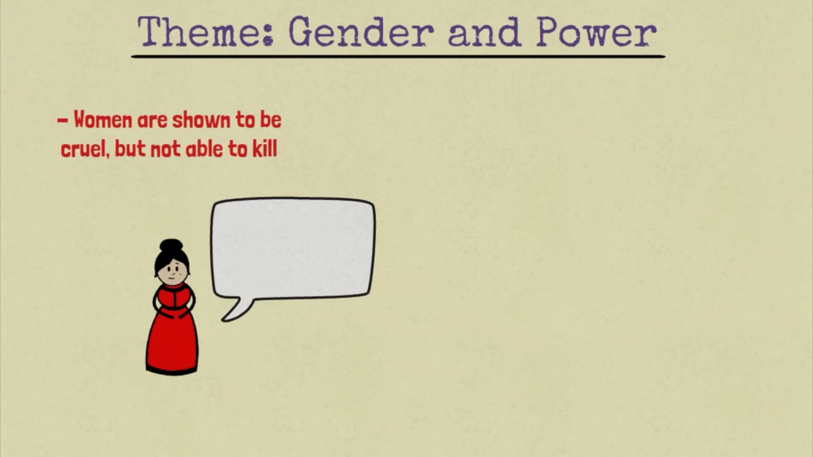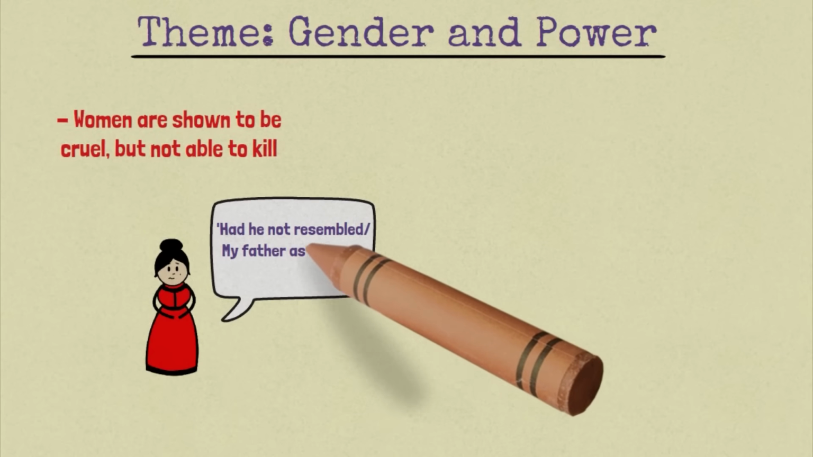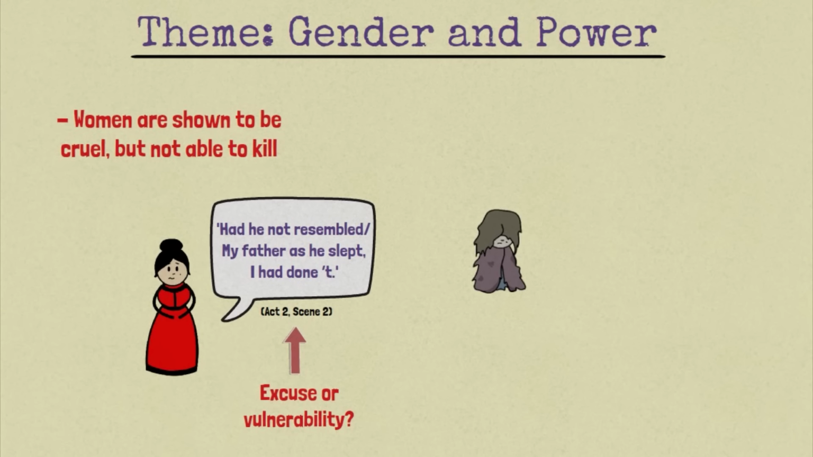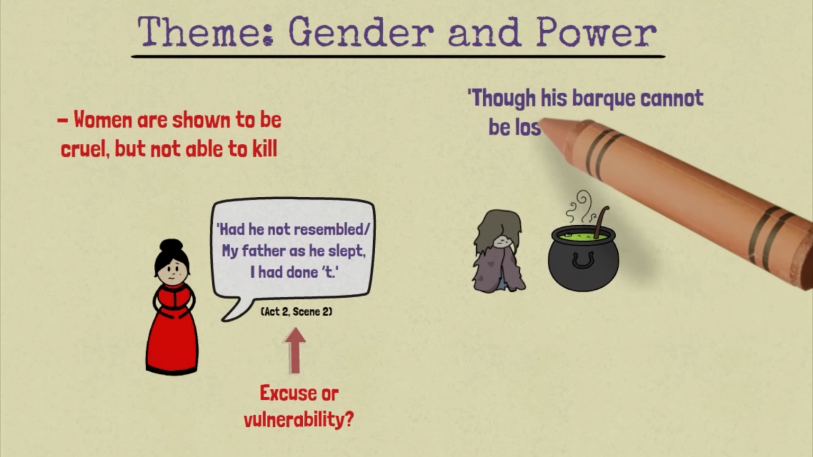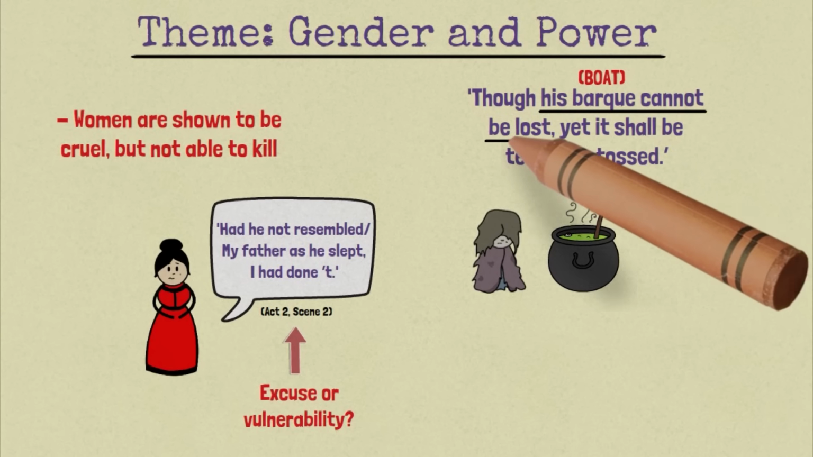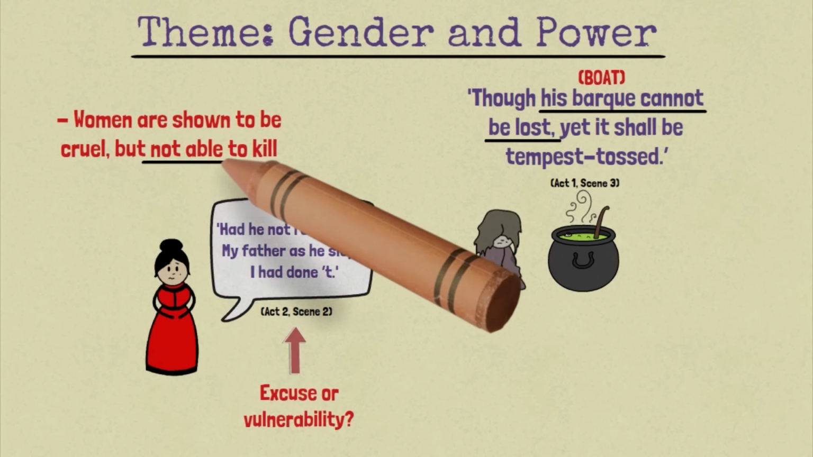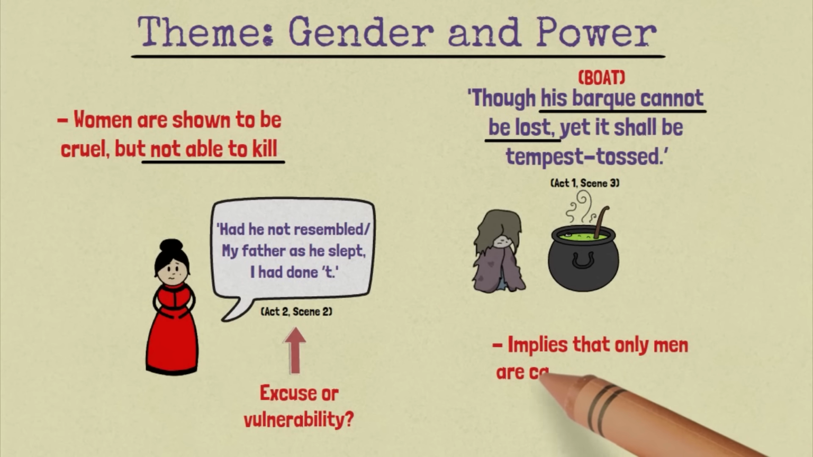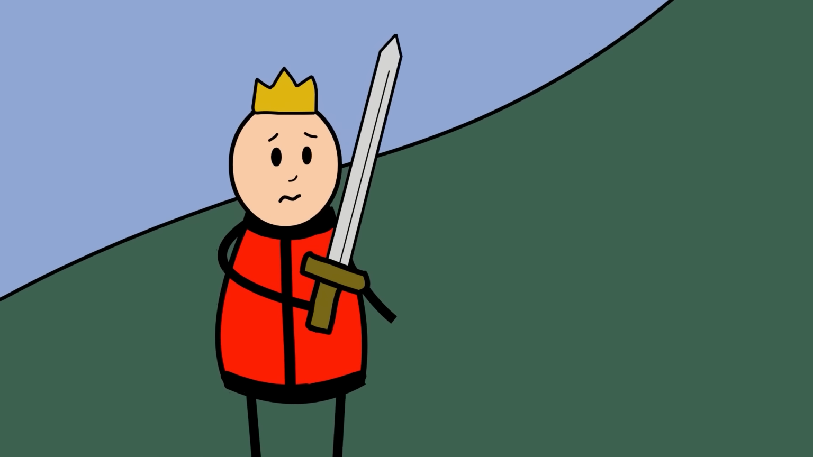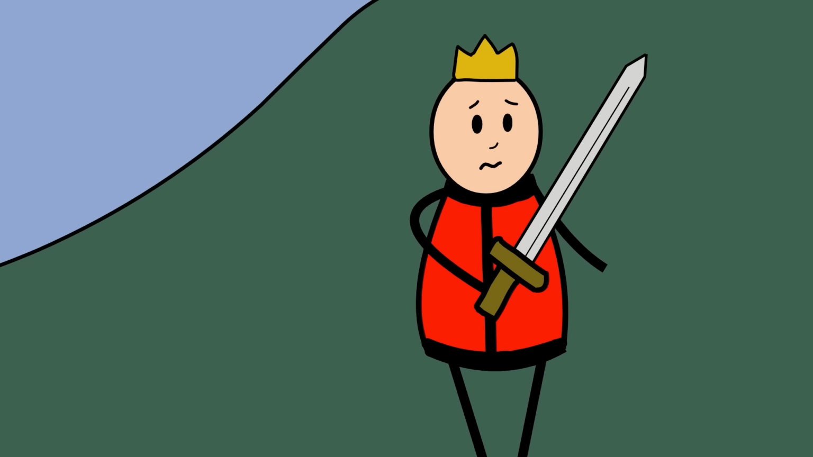Lady Macbeth claims she would have killed King Duncan herself, had he not resembled her father as he slept, which exposes her vulnerability. And one of the witches admits while tormenting one of her victims, "Though his bark cannot be lost, yet it shall be tempest-tossed." She cannot actually sink the boat to kill him, which shows that while the women have cruel intentions, there is still an impression that only men are capable of violence and murder. This is an old-fashioned point of view, but the connection between masculinity and violence is at least portrayed as a destructive one that leads to war and chaos within Scotland.